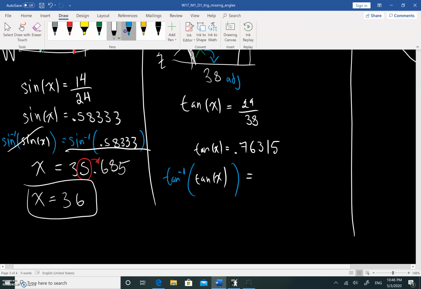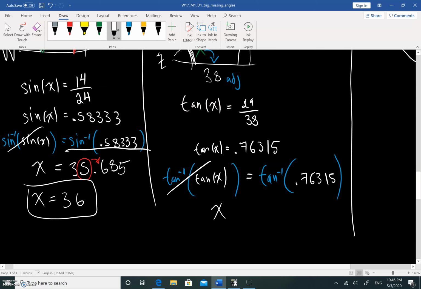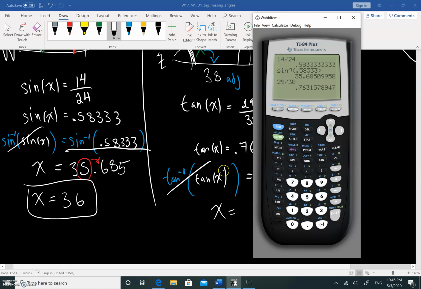is equal to, and whatever I do to one side, I have to do it to the other side. So it's going to be this, 0.76315. And these two are going to cancel out because they're opposites of each other. That's the point of doing the inverse. It's going to be giving me x is equal to whatever this is on the calculator. So let's go ahead and do that. Let me move my calculator more to this side just so we can see it.